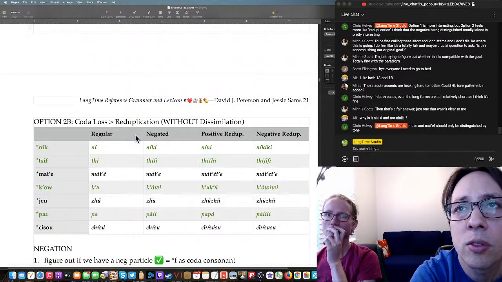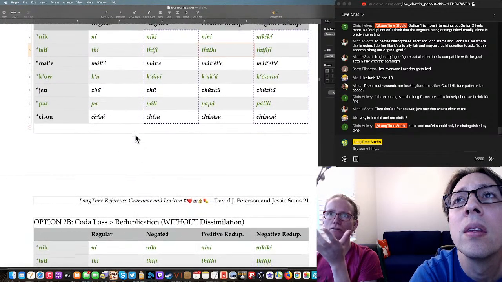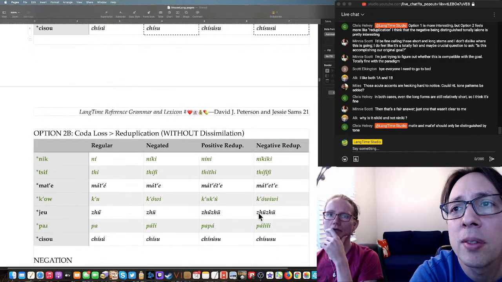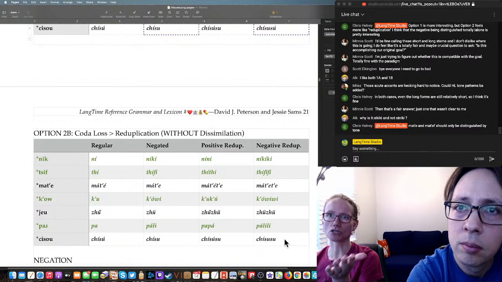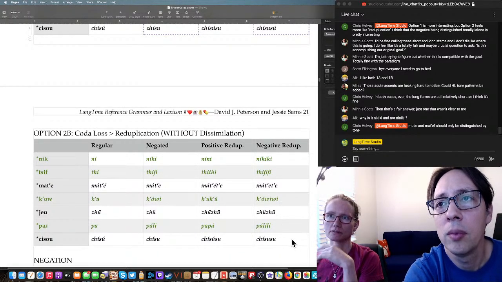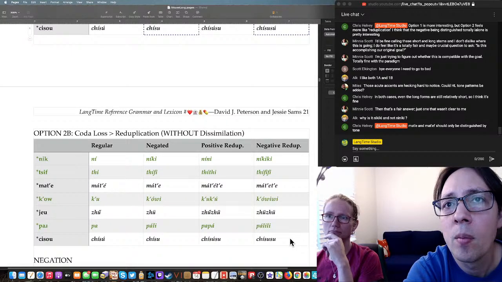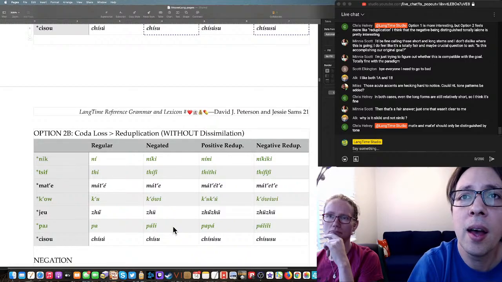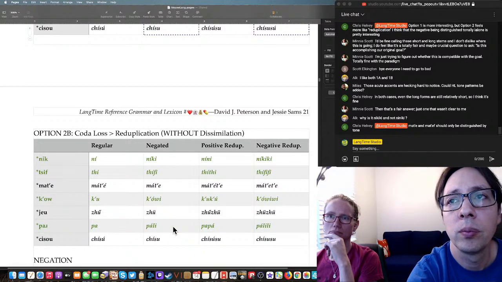All right, and then this one. It's going to be the same, except basically you are always getting low tone here, because it's just reduplicating the final syllable. And the final syllable is always low tone because it ends with F in the protoform.